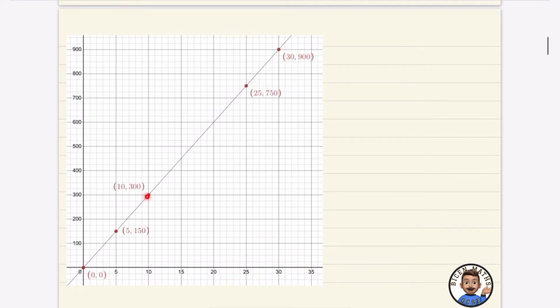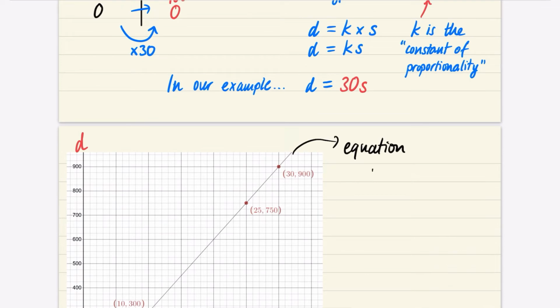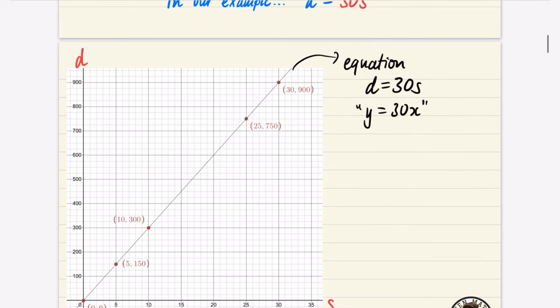You can see that these points here are connected together and they are making a straight line. If we're saying that this is the speed along the bottom and this is the distance along the side, the equation of this line is actually the equation that we just came up with, which is d equals 30s. Normally when we see equations, we would say it was like y equals 30x. So we can think about what this 30 might represent. This 30, which was the constant of proportionality, is actually going to be representing the gradient of the line.